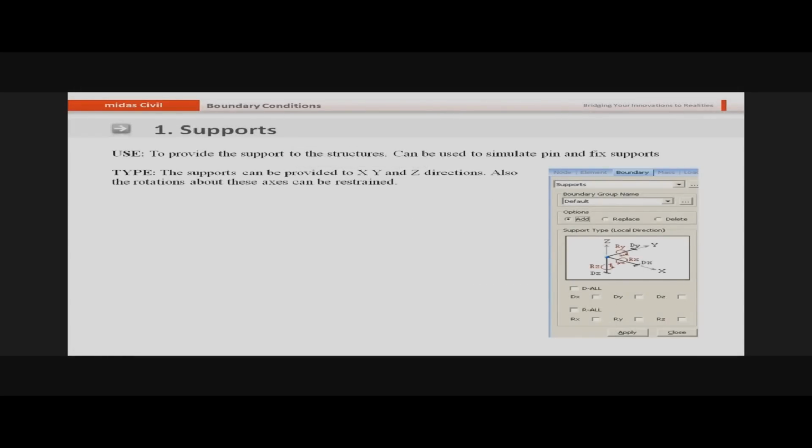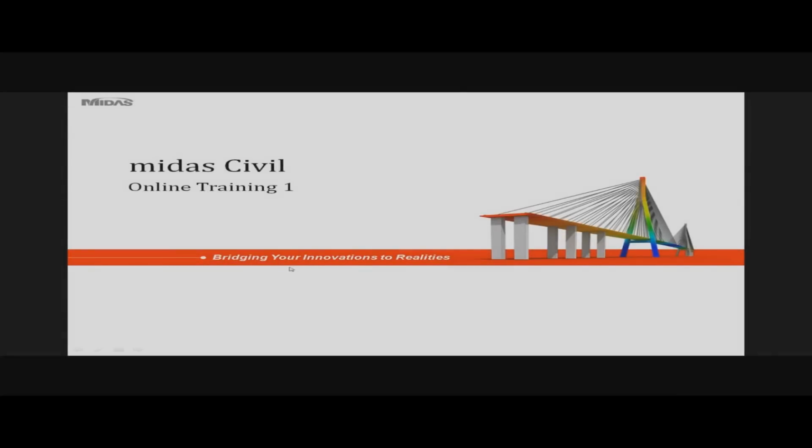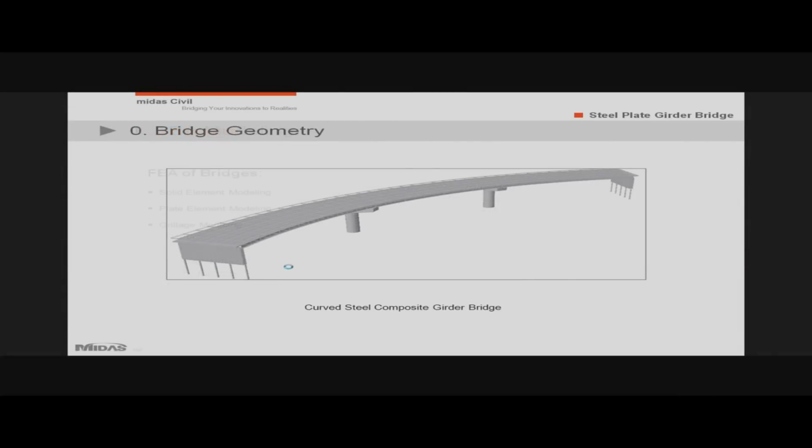Now let me take you to the tutorial that I have sent you guys, and we will model the same bridge in Midas Civil. As I have sent this tutorial to you guys, this is the step-by-step tutorial that I am going to do today. We are going to model the geometry of this bridge, and then we will define the supports on this bridge, and then we will define the load on this bridge, and finally we are going to define the moving loads for performing the analysis.